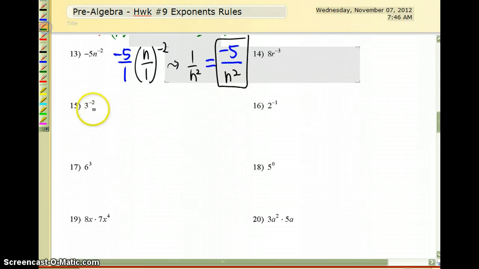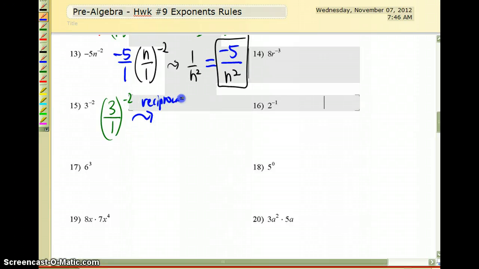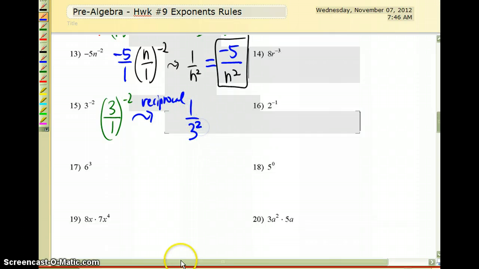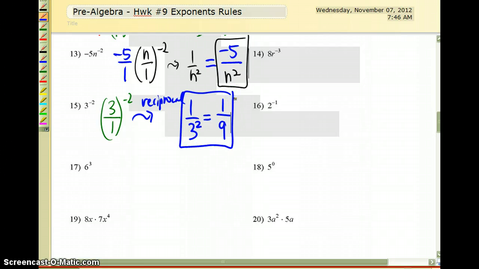Number 15, 3 to the negative 2nd power. So 3 over 1 is the fraction for 3, but then I'm going to make that 3 a reciprocal. So it's going to become its reciprocal, which is 1 over 3. And now instead of a negative 2, it'll be a positive 2. So again, it stays with the base number 3. So my final answer, I could write 1 over 9. Either one of these two answers will be an acceptable understanding of what a negative exponent means, so I can accept both as an answer.